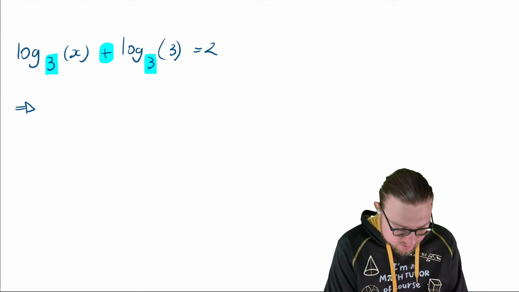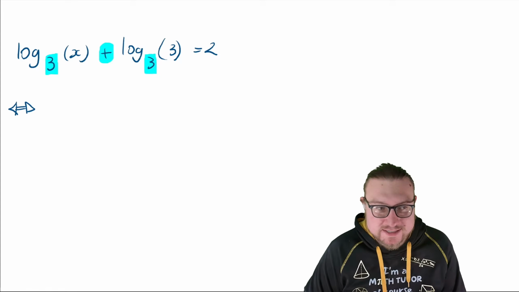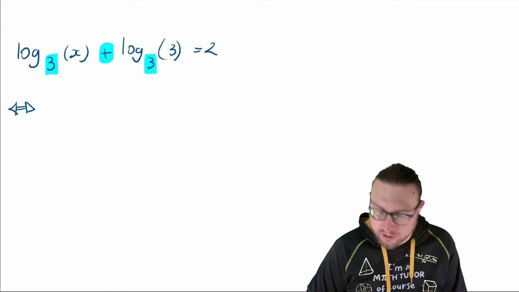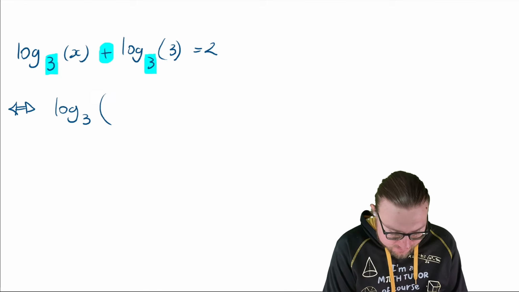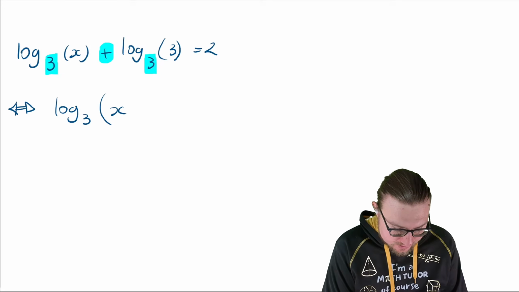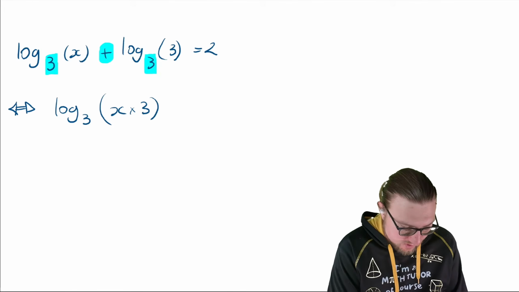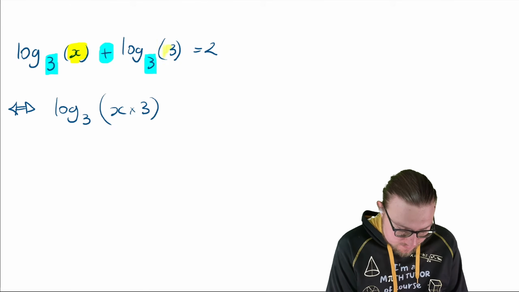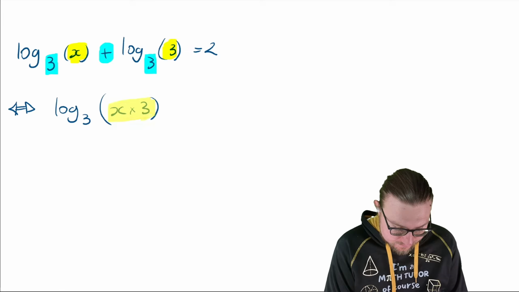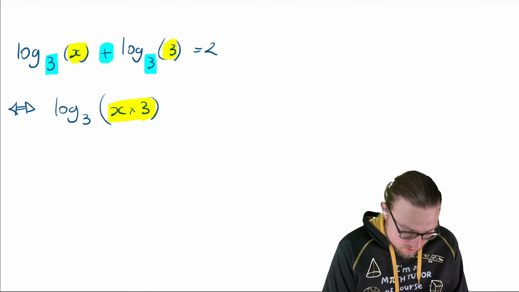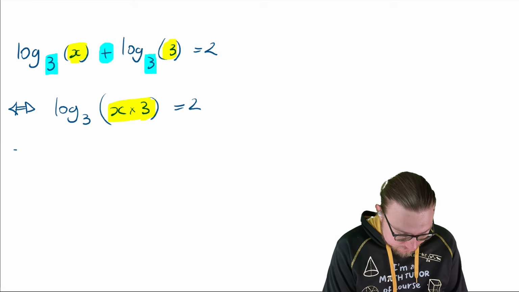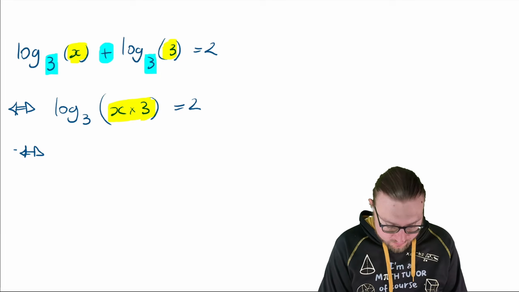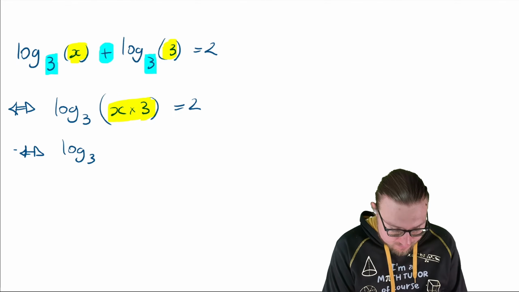So how do we put them together? Well, adding logs is the same as taking the log of multiplication. So we're still going to get log base 3, but we're multiplying 3 and x together. So it's these parts here that are multiplied together over here. Equals 2 still. Okay, what's the next part? Well, we can simplify it a little bit more.